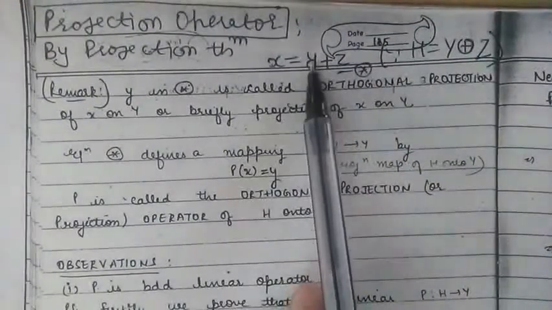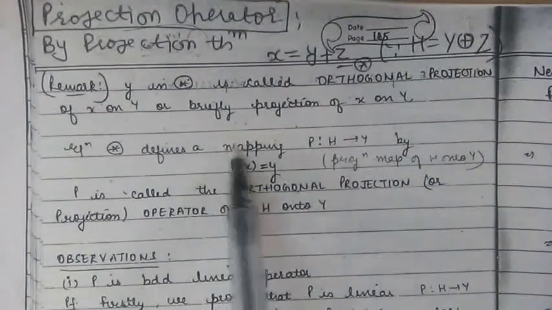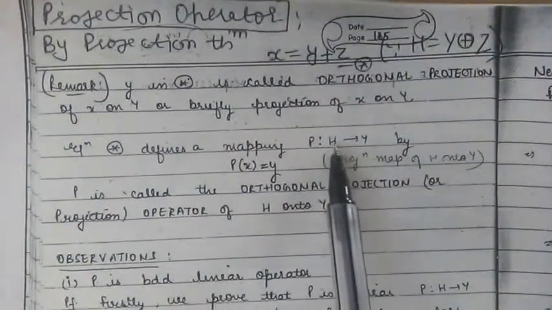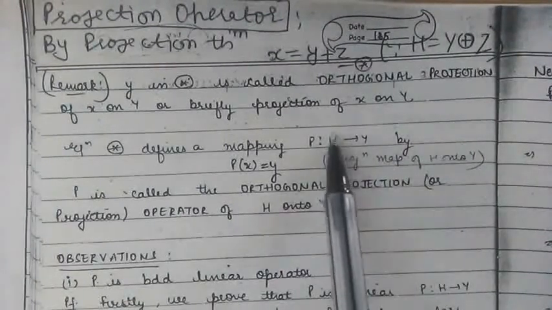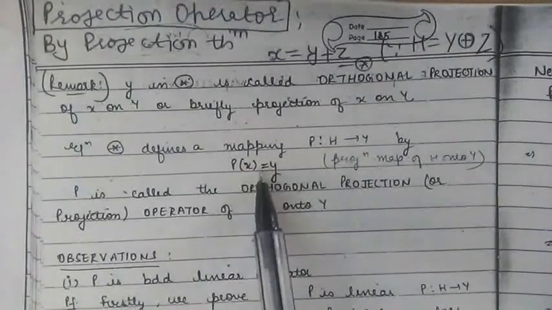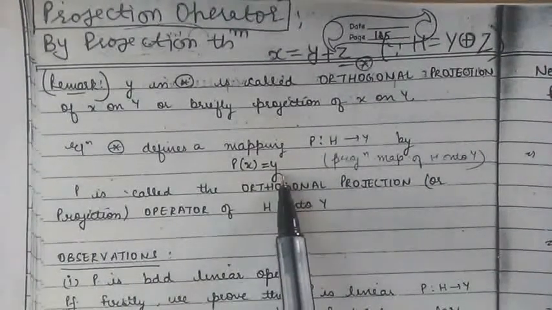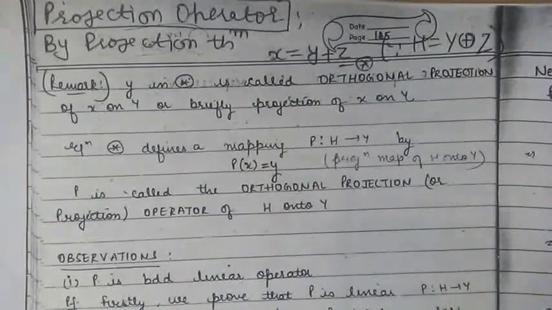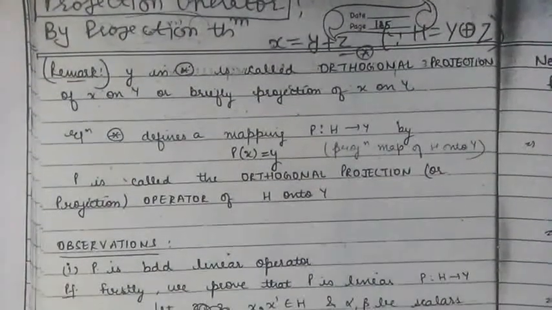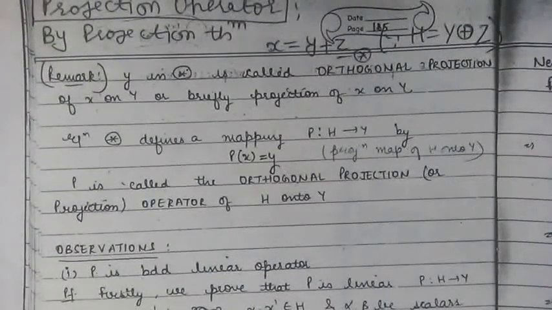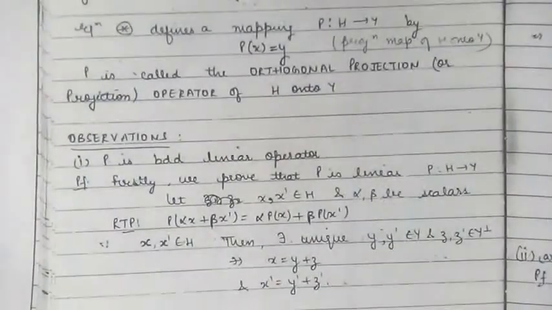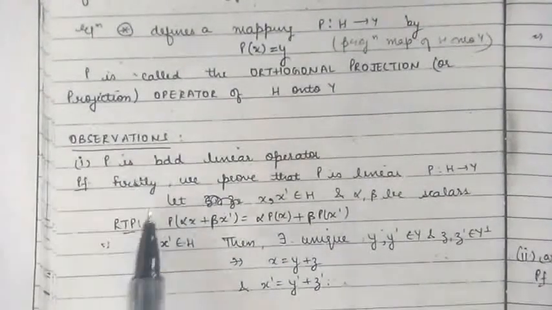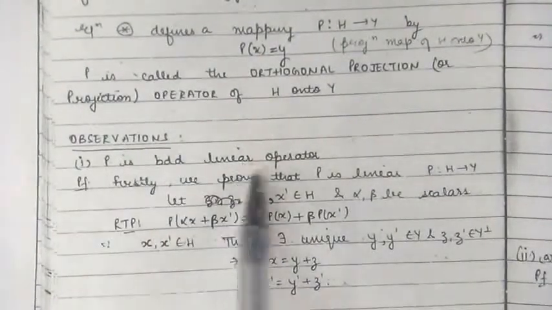So by this equation, we can define a mapping P from the Hilbert space H into the subspace Y, which is defined by, from here we have taken the element x, so P of x is equal to y. This is called the projection map, or we can say that this is the projection operator. P is the orthogonal projection of H onto Y. Now we will discuss some properties of this projection operator. The first is that P is a bounded linear operator.